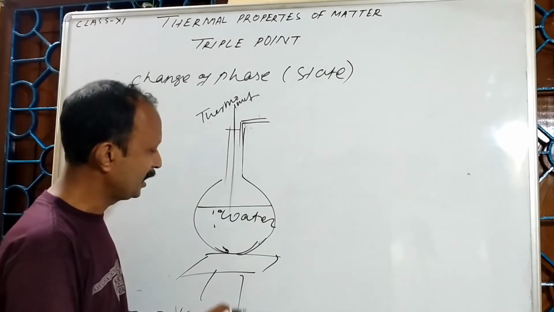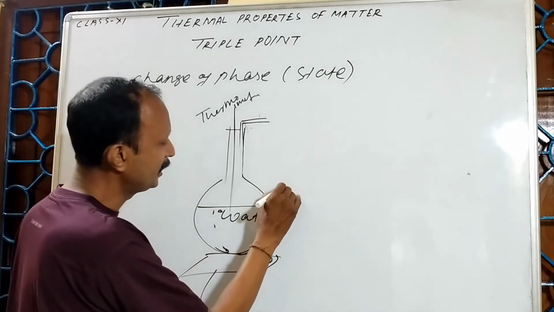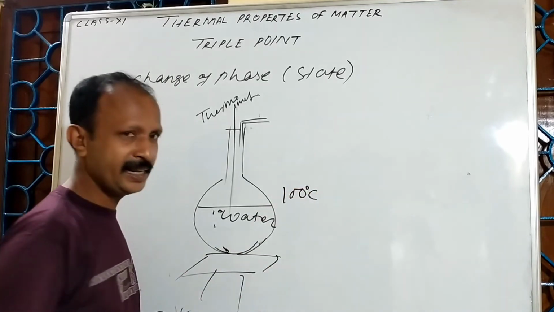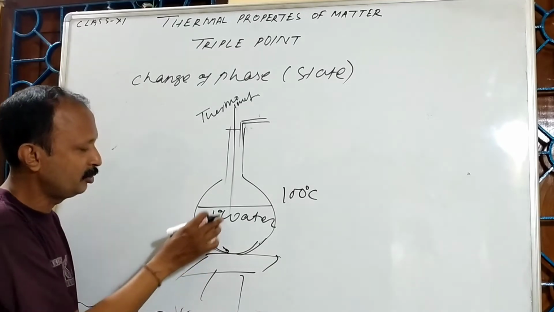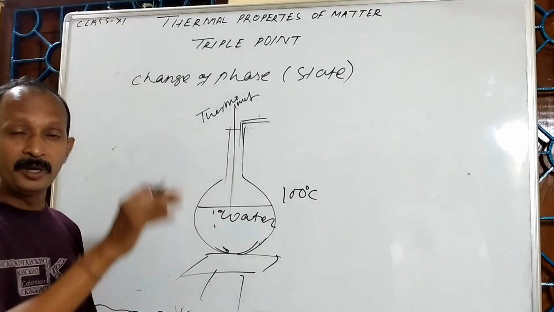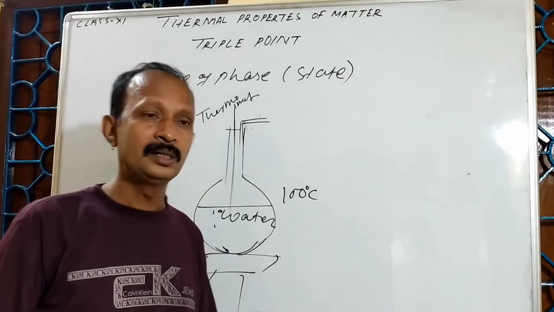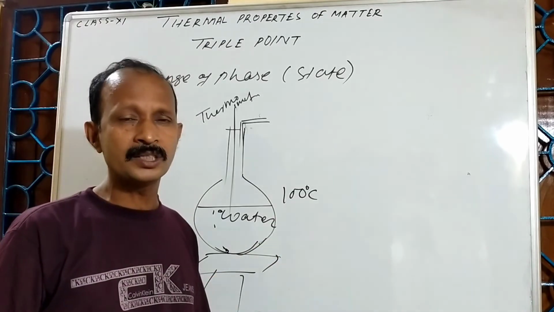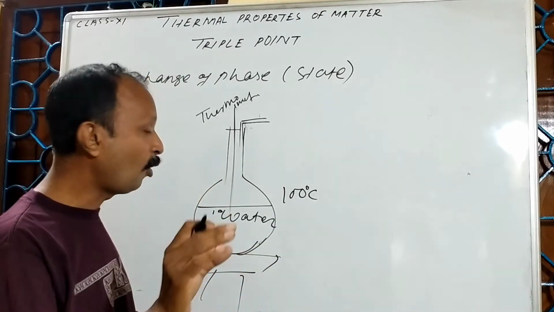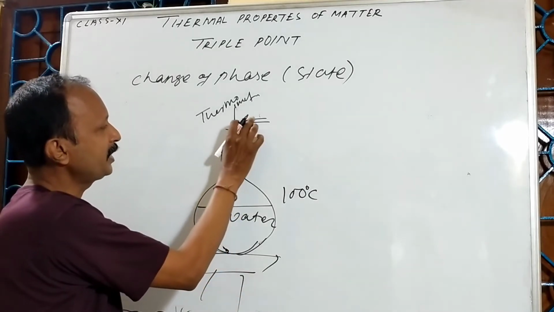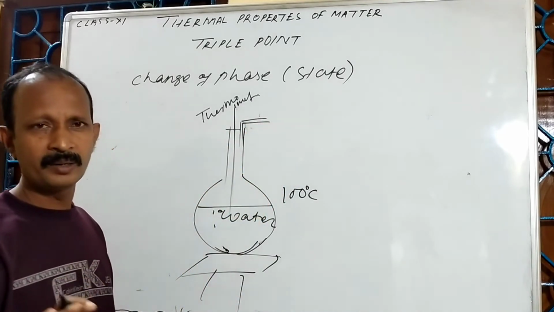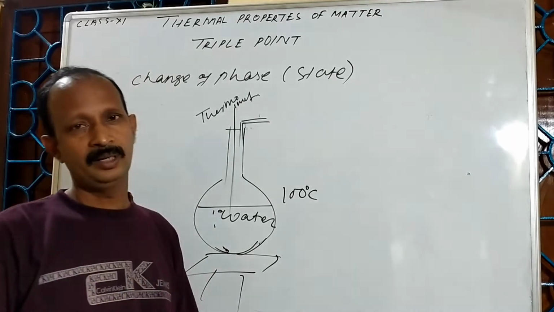But once the temperature of water reaches 100 degrees Celsius, the entire mass of water, I am not telling the water which is at the bottom, top or middle. If the entire mass of the water reaches 100 degrees Celsius, that means at that time boiling starts. So the vapor can escape through this way. Vapor can escape through this way.